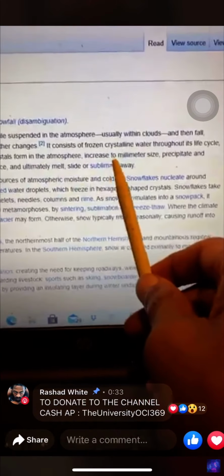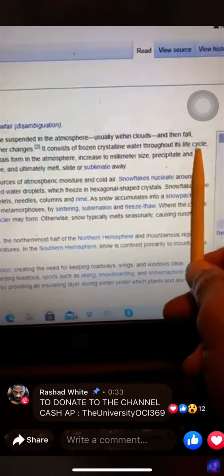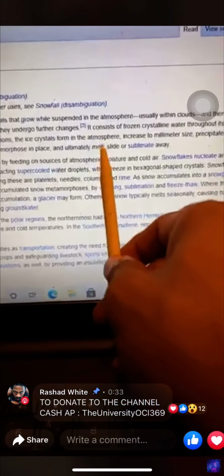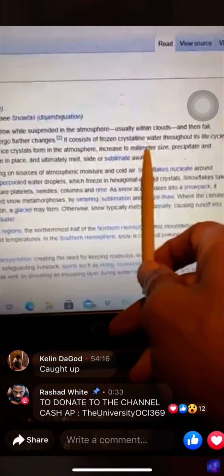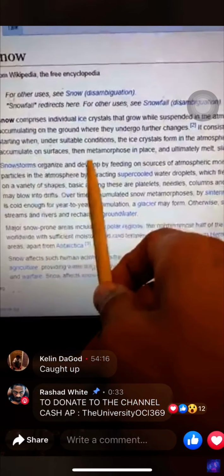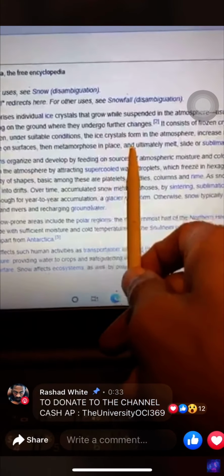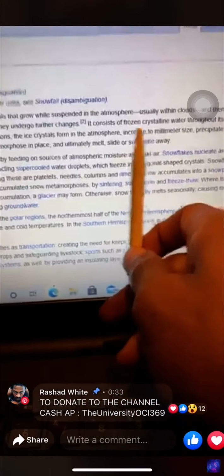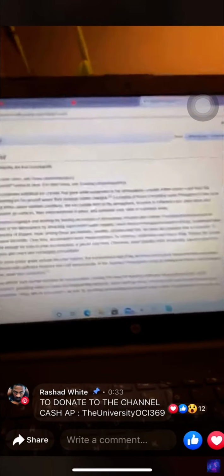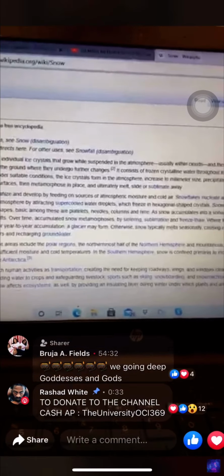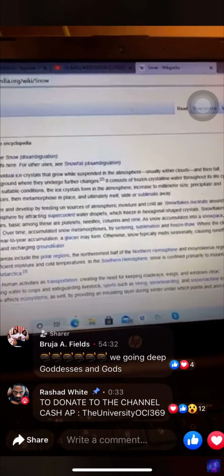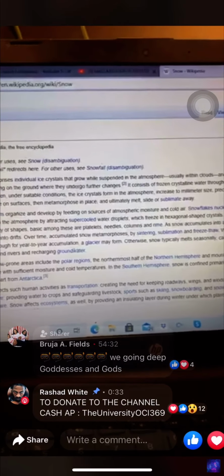It consists of frozen crystalline water throughout its life cycle, starting when, under suitable conditions, the ice crystals form in the atmosphere. They increase to millimeter size, precipitate, and accumulate on surfaces, then metamorphose in place and ultimately melt, slide, or sublimate away, which means melt away. Same thing. All right, so check this out, right? They basically told you that snow is nothing but a bunch of ice crystals. Okay?